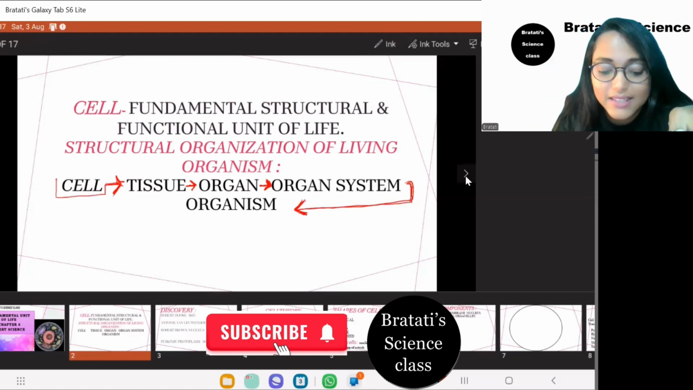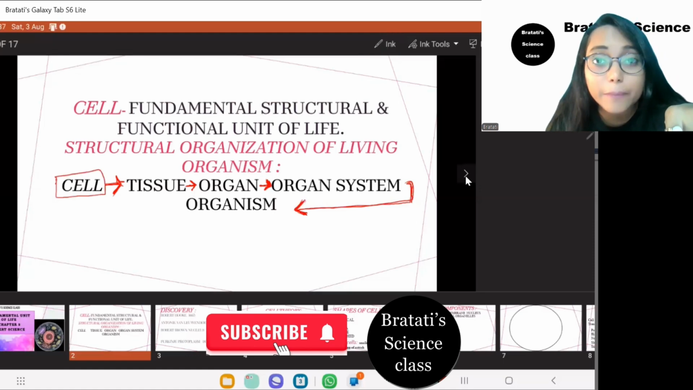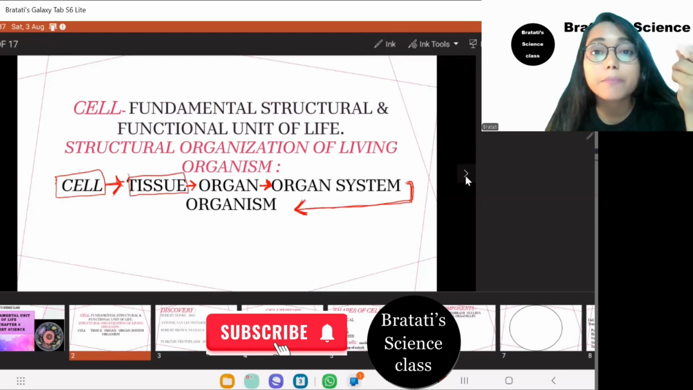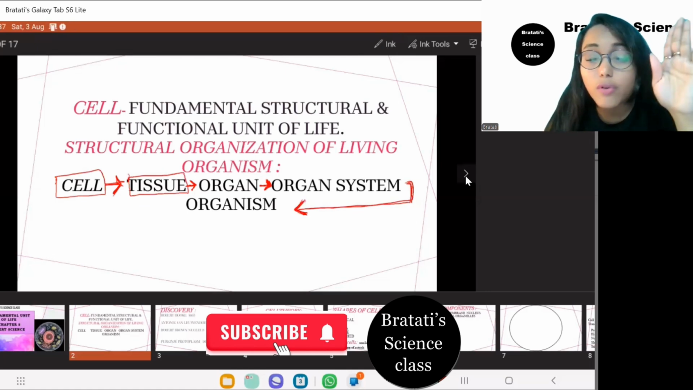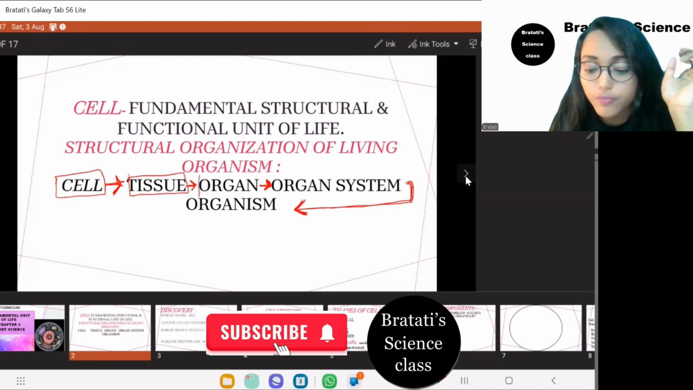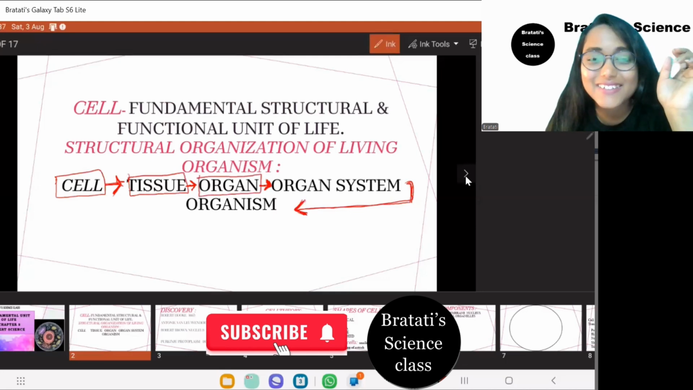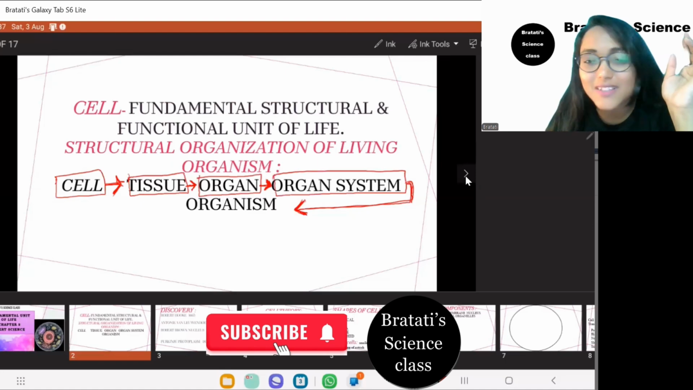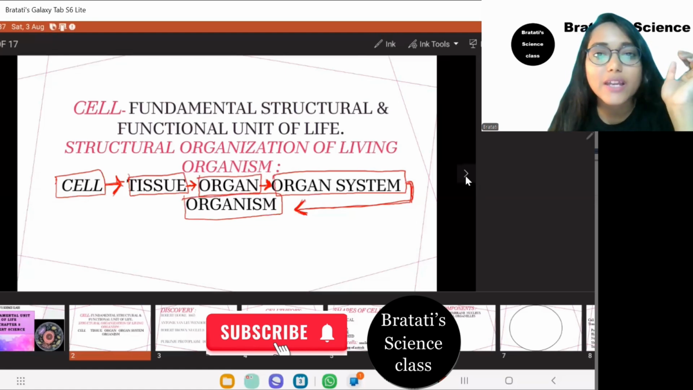So cell, that is the building block of the body, which we have compared with the brick. Several bricks together will make a wall, which we are comparing with the tissues. Several walls, 4 or 5 walls together will make a room, which we are comparing with the organ. Different rooms together will make the organ system, which we compare with the apartment. Many apartments together will make a gated community, and finally we are making the organism.